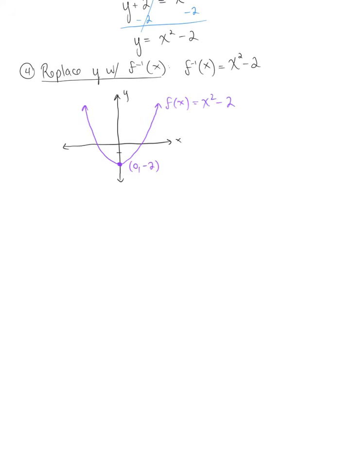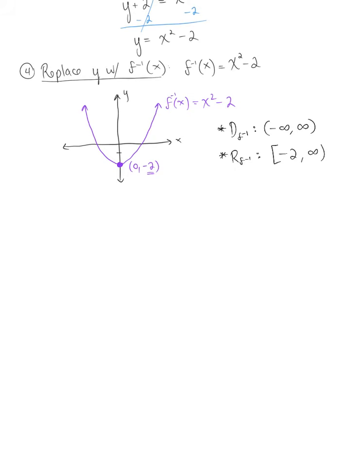And looking at this graph, we're reminded that a quadratic is a polynomial. So the domain of our inverse is all real numbers. It's undefined nowhere. And then looking at the graph, we can see that the smallest y value here is negative 2. So it has a range of y greater than or equal to negative 2.